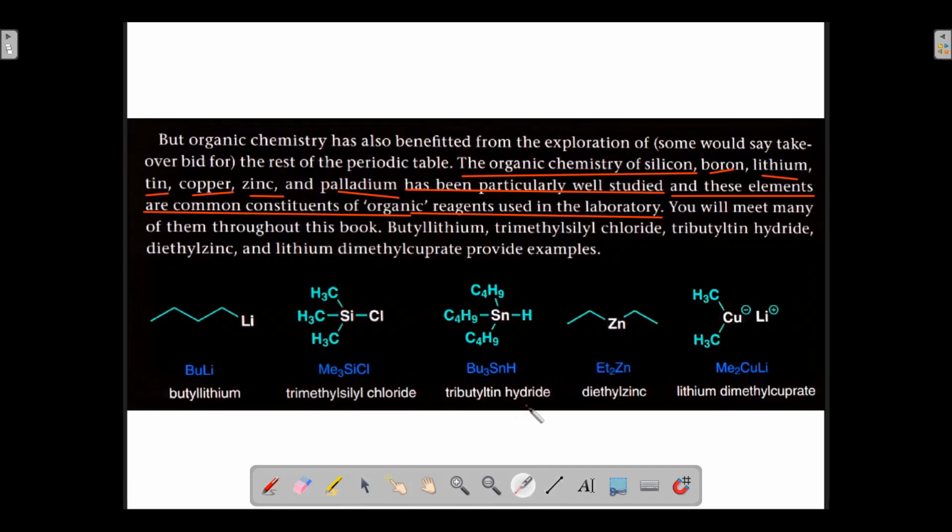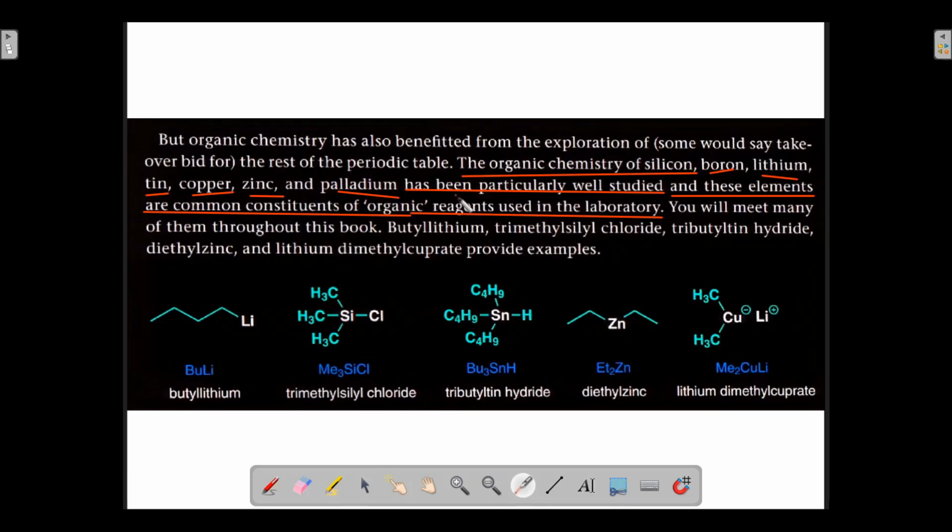So many organic reagents are used in the laboratory. In those organic reagents, these elements, not all of these are metals. Silicon is a non-metal. Boron is also a non-metal. Lithium is a metal. Tin is a metal. Copper is a metal. Zinc is a metal, and palladium is also a metal. Silicon and boron are non-metals. So out of these seven, two are non-metals and five are metals.